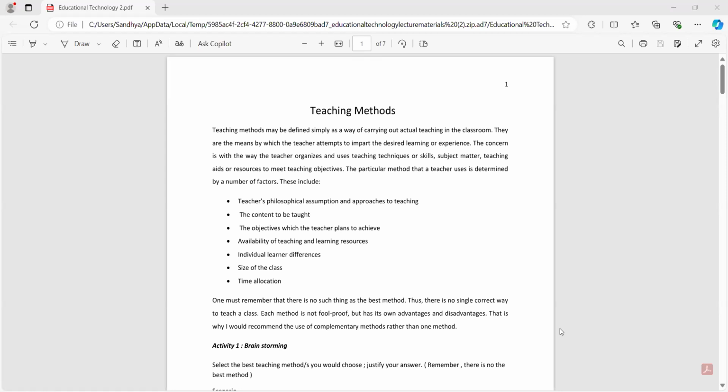So discussion method. They already know a lot about the topic. So according to the content to be taught also, you can select the method.